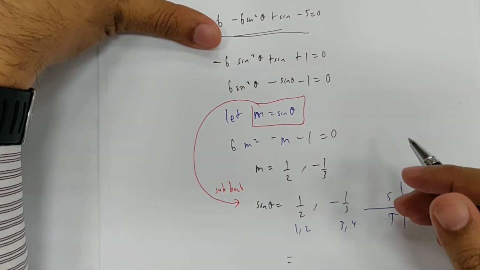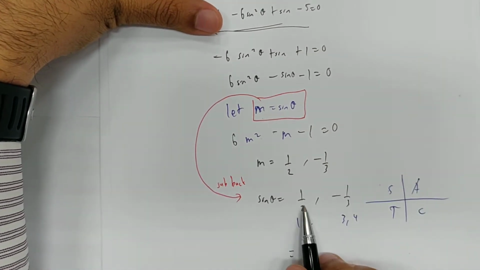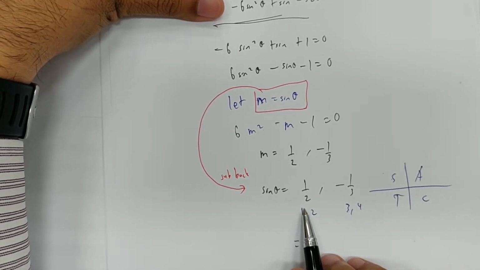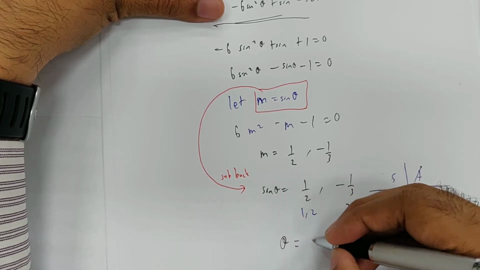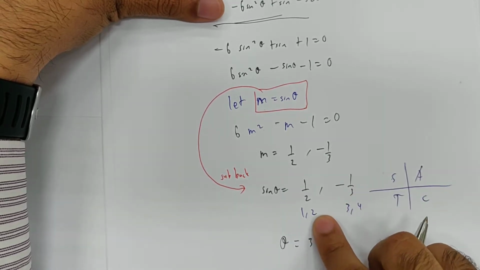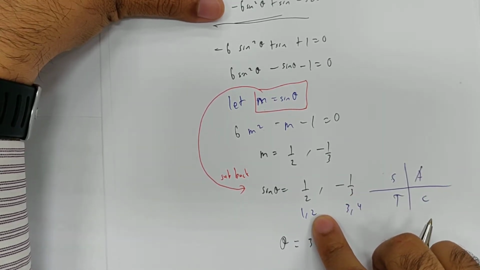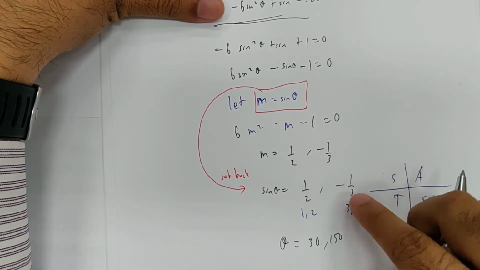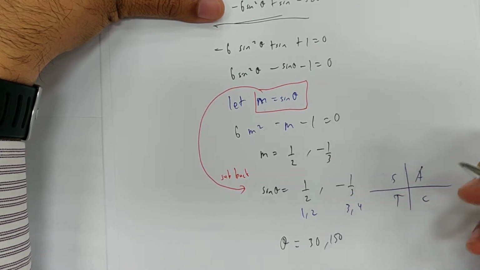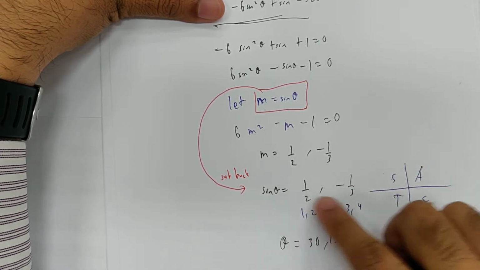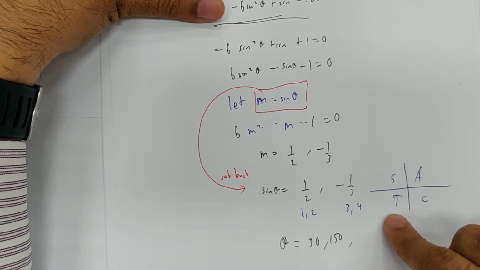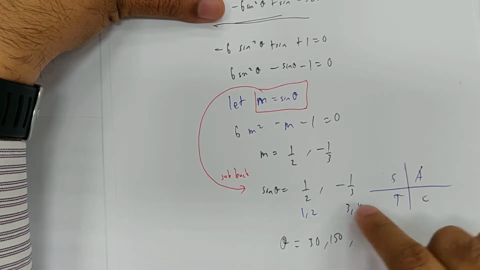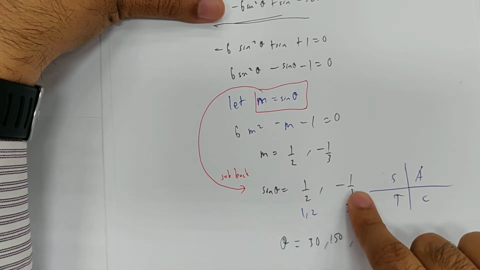So, sine theta equals half is what? Shift sine of 1 half? 30. So it's 30. What about the second one? 150, okay? Now, what about this one? Negative, which quadrant? Shift sine this, what do you get?